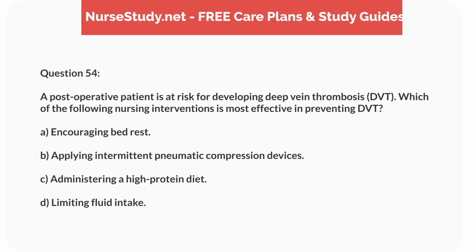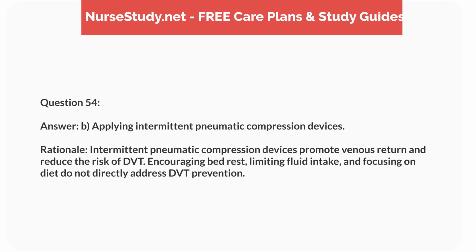Question 54. A postoperative patient is at risk for developing deep vein thrombosis, DVT. Which of the following nursing interventions is most effective in preventing DVT? A. Encouraging bed rest. B. Applying intermittent pneumatic compression devices. C. Administering a high-protein diet. D. Limiting fluid intake. Answer: B. Applying intermittent pneumatic compression devices.